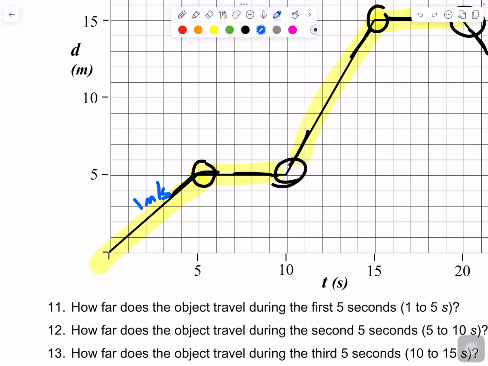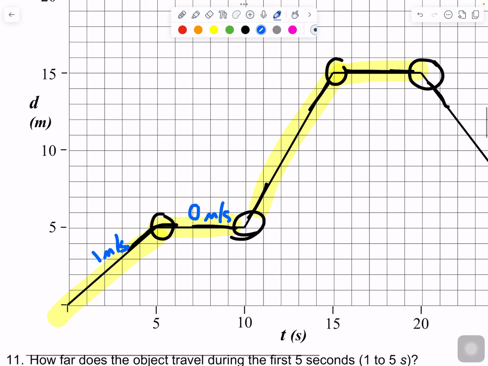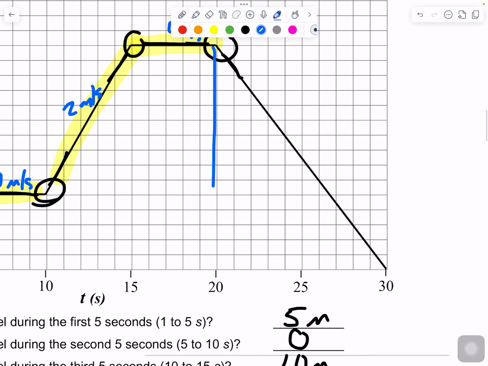Flat line. No rise, 0 meters per second. The third line, you're going up 10 over 5. Well, up 10 over 5 would be a slope of 2 meters per second. Flat line again, 0. And for this bottom one, you're going down 15 over 10. That's going to be negative 1.5.